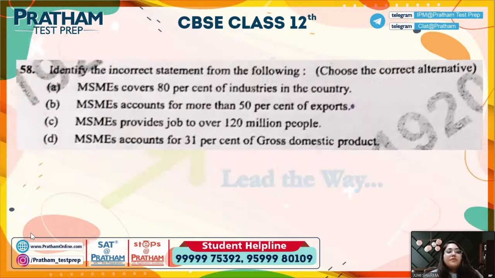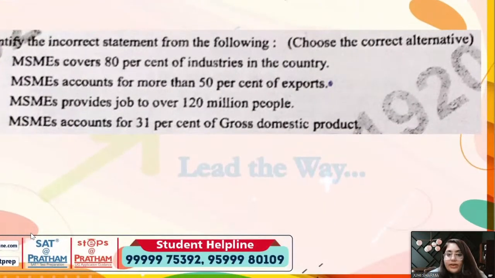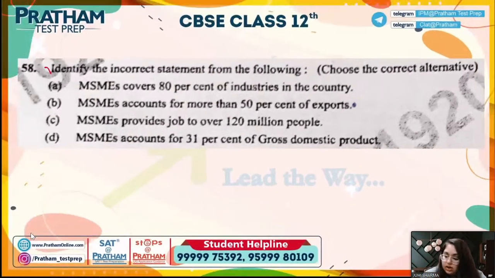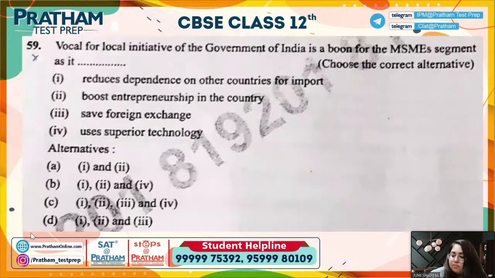Now, question number 58, we have identified the incorrect statement. Yeah, I would say question number 58 is a moderate question, right? You need to identify the incorrect statement. आप इस question को currently you can take reference of the passage, right? But option B, that is MSMEs account for more than 50% of the exports. This option is incorrect. Baki all the options are correct. Right, now let's see question number 59.